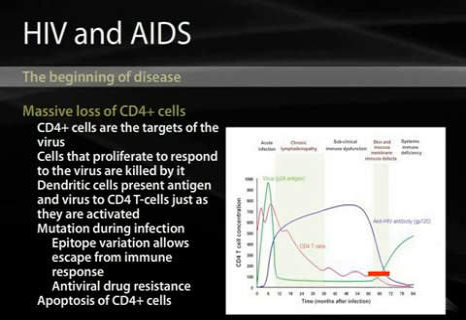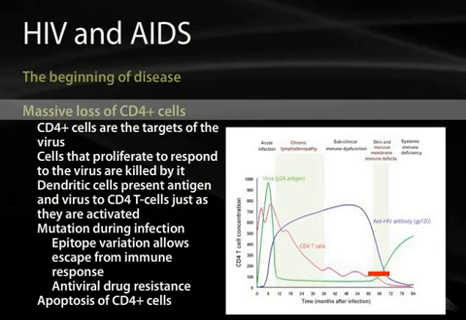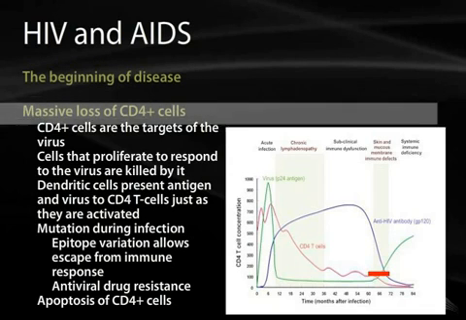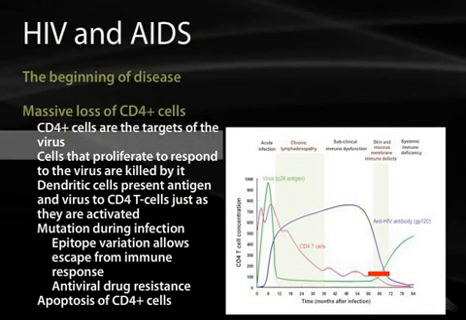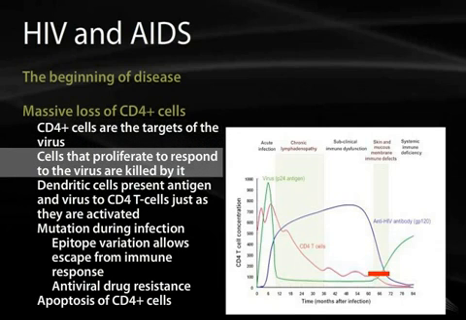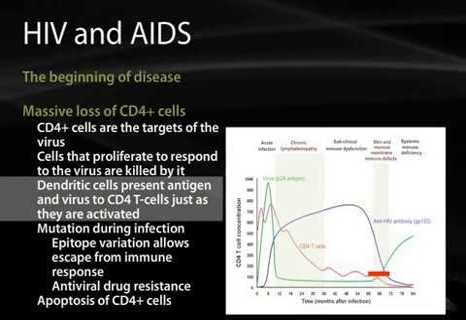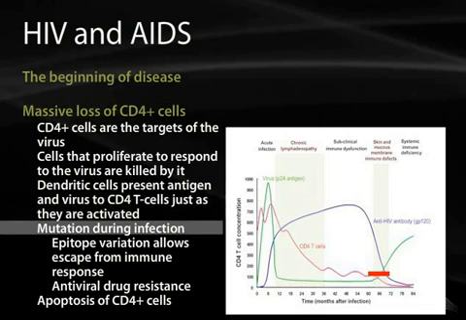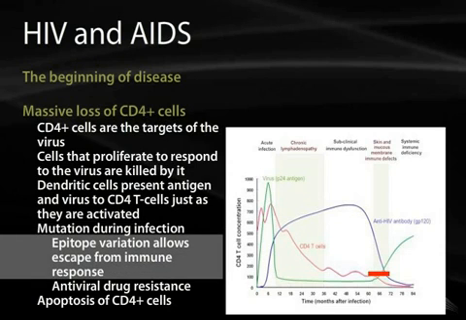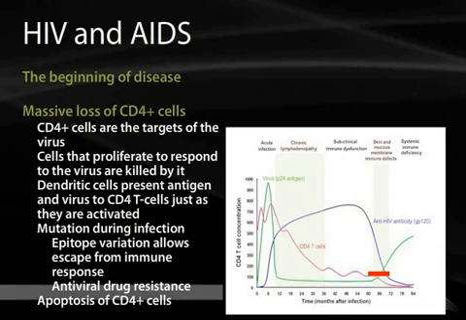The beginning of disease is when you have a massive loss of CD4 positive T cells. They're the targets of the virus. The cells that proliferate to respond to the virus are killed by it, so you're killing your own immune system. Dendritic cells present antigen to the virus to CD4 T cells just as they're activated. Then you get mutation of the virus during reinfection. You change your epitopes in your viral proteins to escape from immune response. You get antiviral drug resistance, and you get death of the CD4 positive T cells.